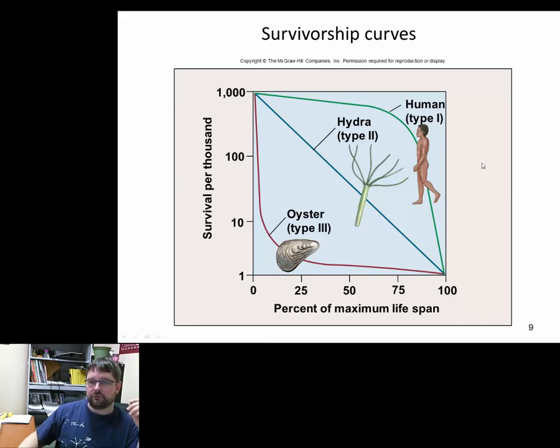So you can also lump these into a rule of thumb. How many offspring are being produced? If there are very few offspring being produced and there's a lot of parental care, then you probably have a type 1. If there's a moderate number of offspring, okay, and some parental care, you probably have a type 2. If there's a massive number of offspring being produced and no parental care, it's probably a type 3.